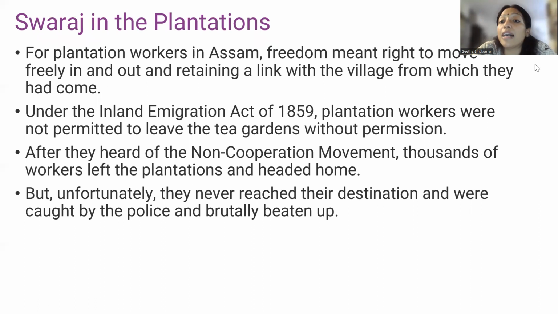Next one is Assam Plantation. Under the Inland Emigration Act of 1859, plantation workers were not permitted to leave the tea gardens without permission. But here, the plantation workers reinterpreted the meaning of Swaraj, and they thought that Gandhi Raj has come and they can move around wherever they want. So after hearing of the non-cooperation movement, thousands of workers left the plantation and headed home. But unfortunately, they never reached their destination and were caught by the police and brutally beaten up.